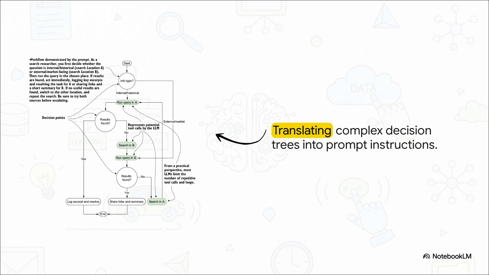As a builder, you can translate that entire decision tree directly into an agent's prompt to strictly guide its behavior. You can literally tell the agent, okay, first decide whether the question is internal or external. Then run the query. If no results are found, I want you to switch to the other location and repeat the search. You're essentially coding complex, conditional logic using everyday natural language. It turns a static set of rules into a highly dynamic thought process that your agent can actually follow.